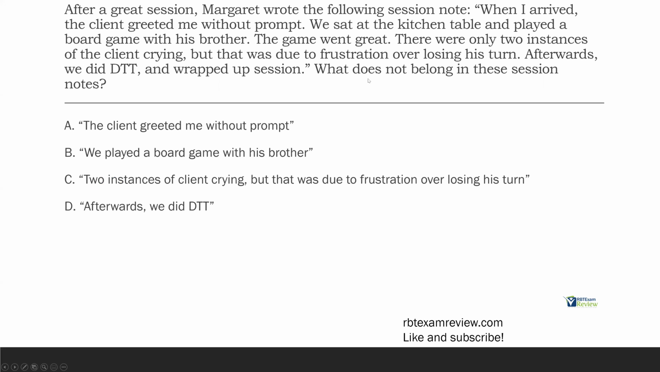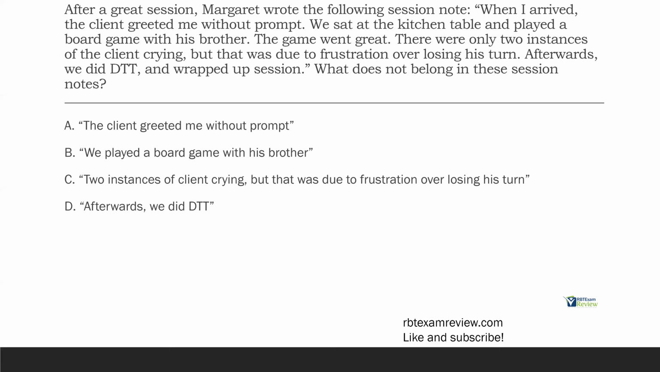After a great session, Margaret wrote the following session note. When I arrived, the client greeted me without prompt. We sat at the kitchen table and played a board game with his brother. The game went great. There were only 2 instances of the client crying, but that was due to the frustration over losing his turn. Afterwards, we did DTT and wrapped up session. What does not belong in these session notes?